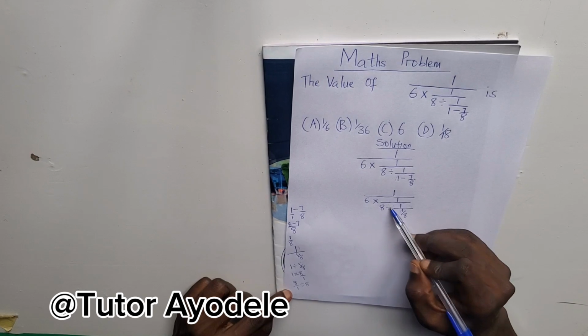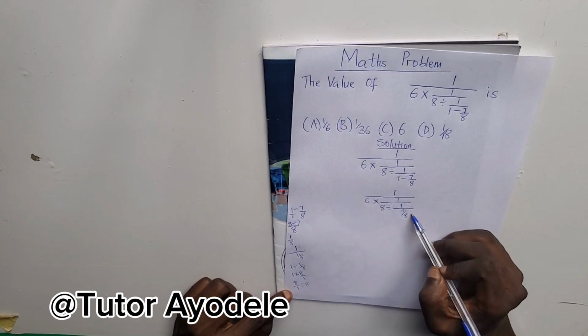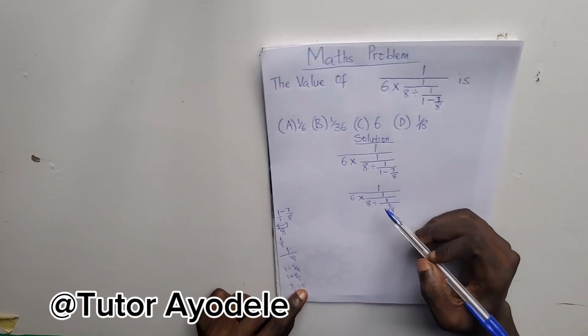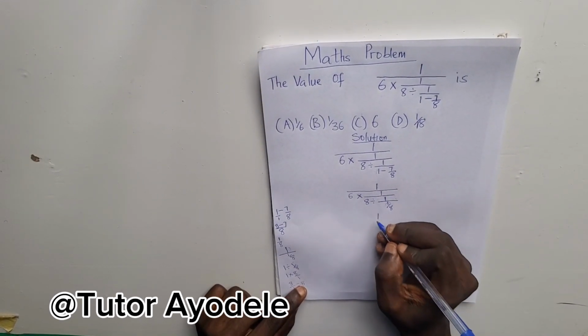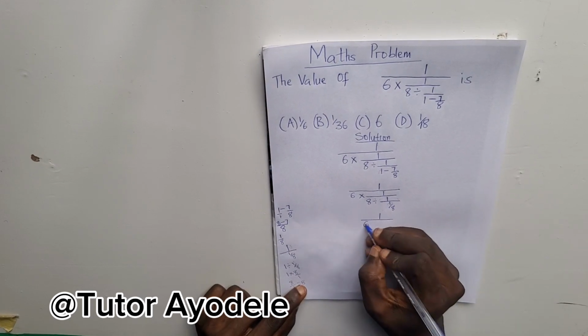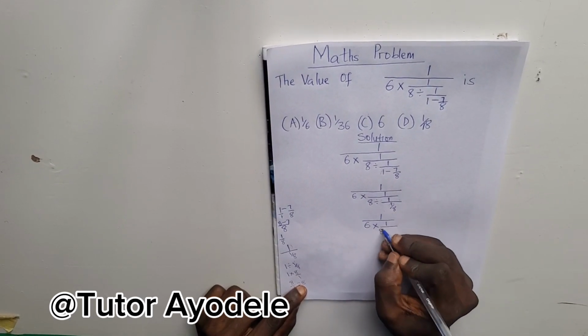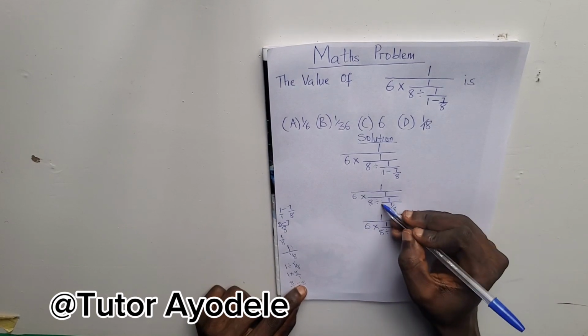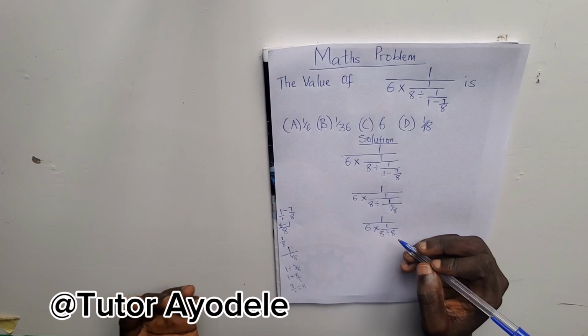This one doesn't count. But everything here, excluding this, is equal to 8, okay? So I will replace everything here with 8. Then I will have 1 over 6 times 1 over 8 divided by, yes, as I've said, everything here is equal to 8. 8 divided by 8. I hope we are following, okay?